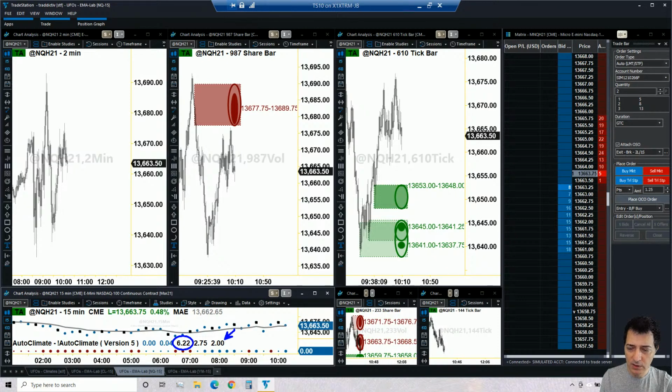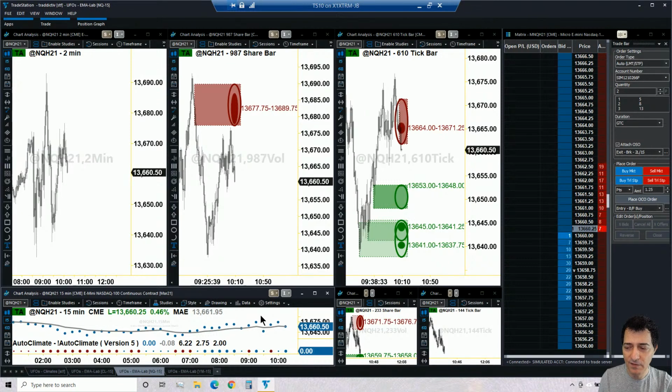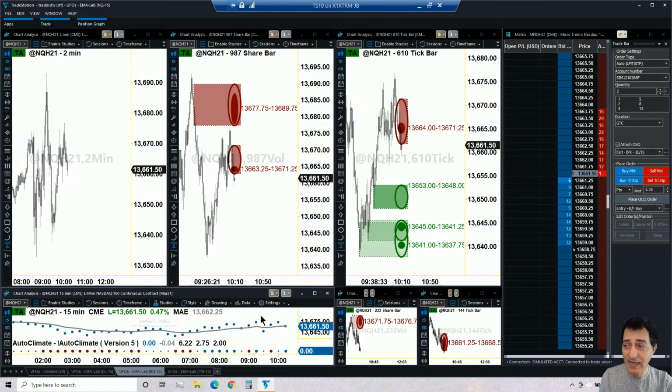Okay, so in other words, we are keen and happy and will be delighted to find a good entry point to ride a potential climate that could last another 5 candles. Okay, 5 and 2 is 7. 5 times 15, that's an hour and 15 minutes. So that would be a nice intraday move.